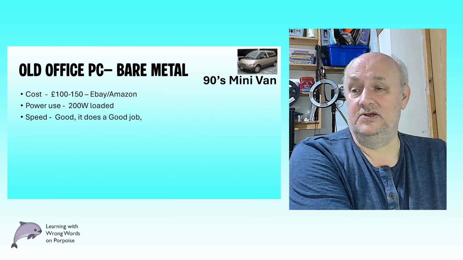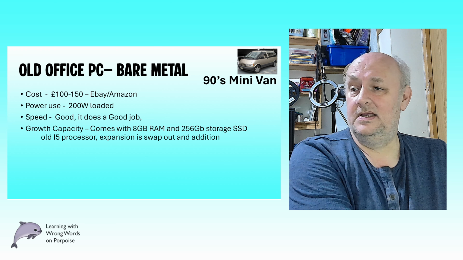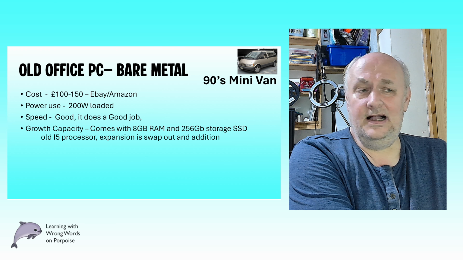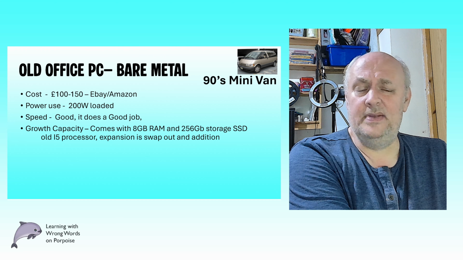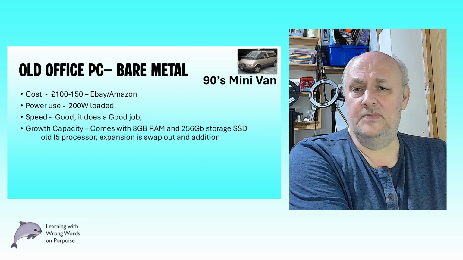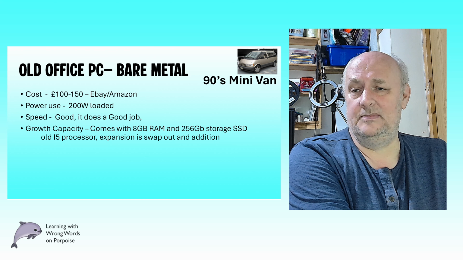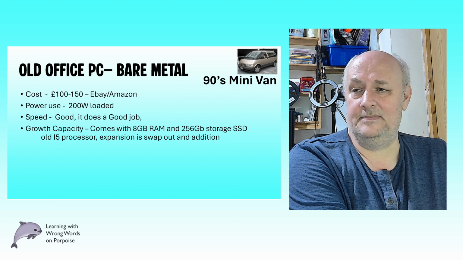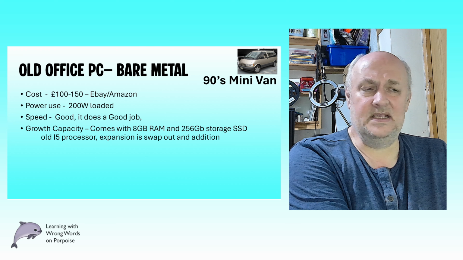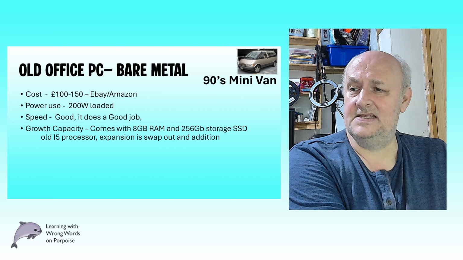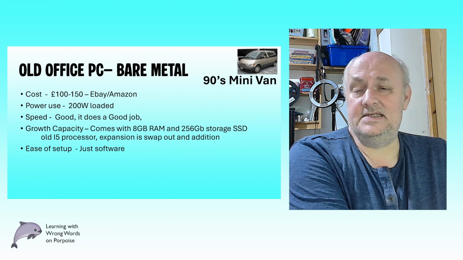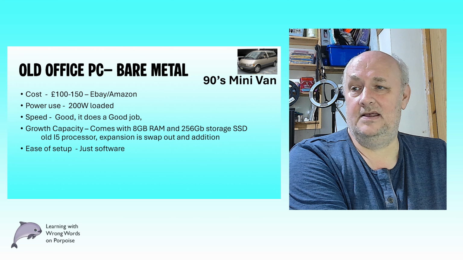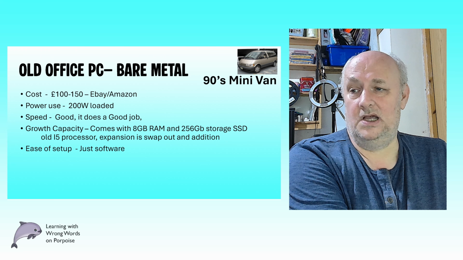Speed, it does a good job. It's there and it works. Growth capacity, depends on what PC it is. You could possibly get 16 GB or 32 GB of RAM to put more memory in. You can swap out chips. You can put bigger hard disks in. It could be a swap out. It could be an addition in these things. Ease of setup, it's just software, just like the thin client. You just install Home Assistant on it.